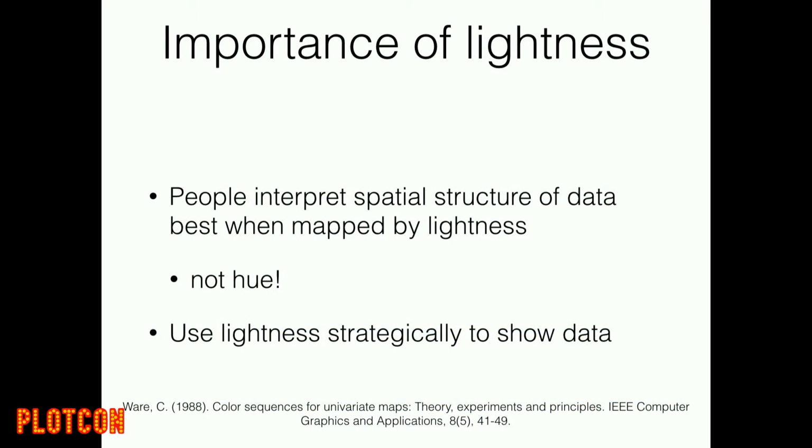A special consideration within this thinking is the importance of lightness. Research has shown that people interpret spatial structure of data sets best via lightness, like gradients of lightness, as opposed to hue. And so we would like to use this property strategically when you're presenting your data. I'll step through a few basic categories of this now.